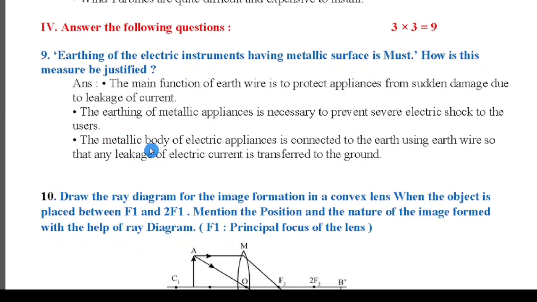And the last one is the metallic body of electric appliances is connected to the earth using earth wire so that any leakage of the electric current is transferred to the ground. ಸೊ ಆ ಎಲೆಕ್ಟ್ರಿಕ್ ಅಪ್ಲಯನ್ಸಸ್ ಅನ್ನ ಬಳಸಬೇಕಾದ್ರೆ ಏನಾದರೂ ಅಲ್ಲಿ ಲೀಕೇಜ್ ಆದರೆ, ಎಕ್ಸಸ್ ಆಫ್ ಎಲೆಕ್ಟ್ರಿಸಿಟಿ ಲೀಕ್ ಆಯಿತು ಅಂದರೆ ಡೈರೆಕ್ಟ್ಲಿ ಟ್ರಾನ್ಸ್ಫರ್ ಟು ದ ಗ್ರೌಂಡ್.